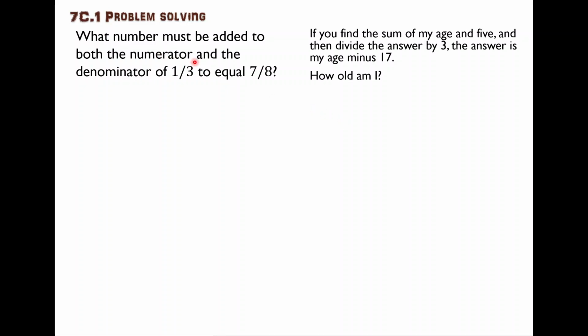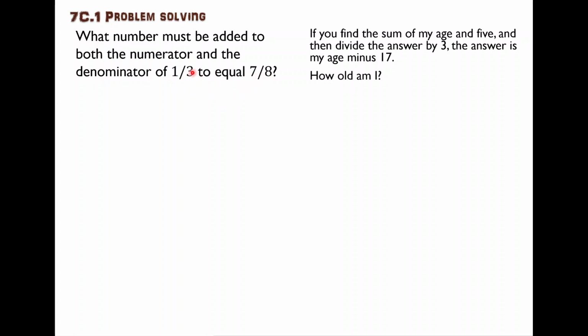Problem solving questions. These ones are going to give us rational equations, but that's okay. We know how to solve those equations now. This one is to find a mystery number. What number must be added to both the numerator, the top of the fraction, and the denominator, the bottom of the fraction, of a third, so that it equals 7/8.